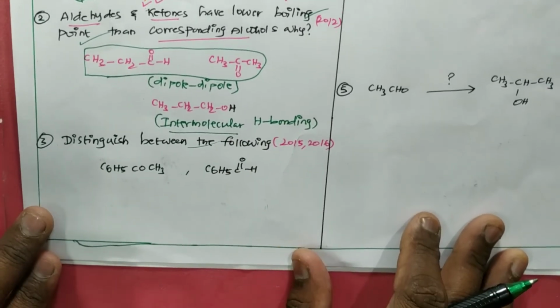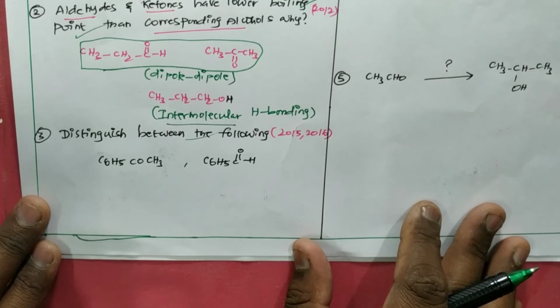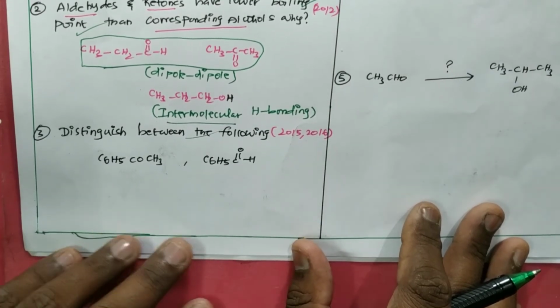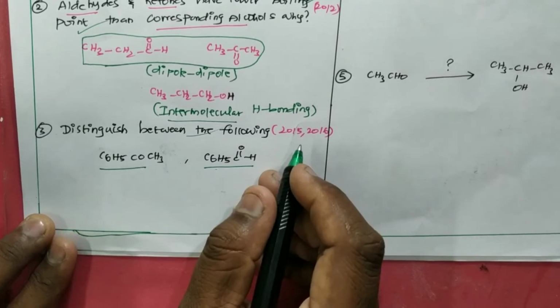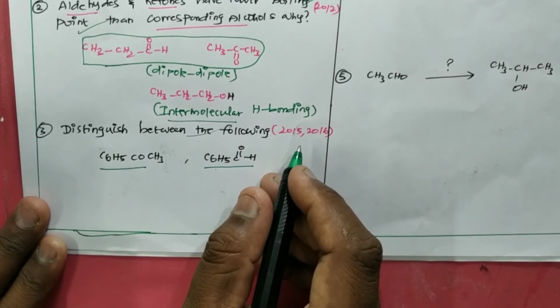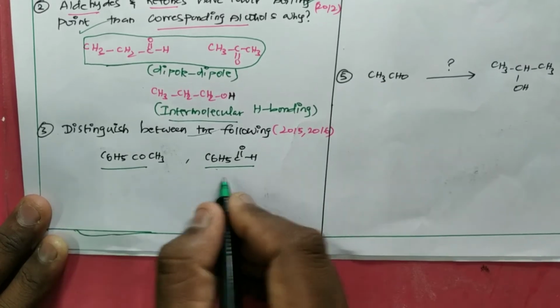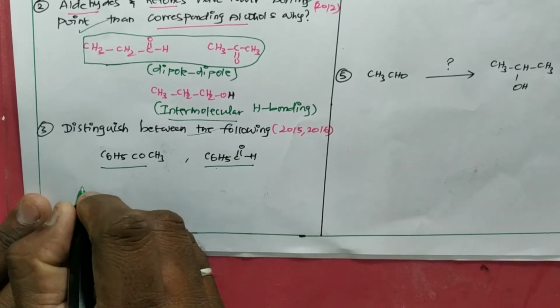And the next one is: distinguish between the following. This question was asked in the years 2015 and 16. So here one ketone is given and one aldehyde is given. So we have to test for aldehydes and ketones. Suppose I am taking an aldehyde, so what is the test for an aldehyde?